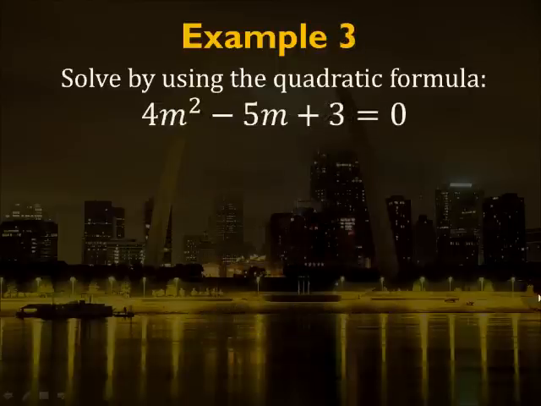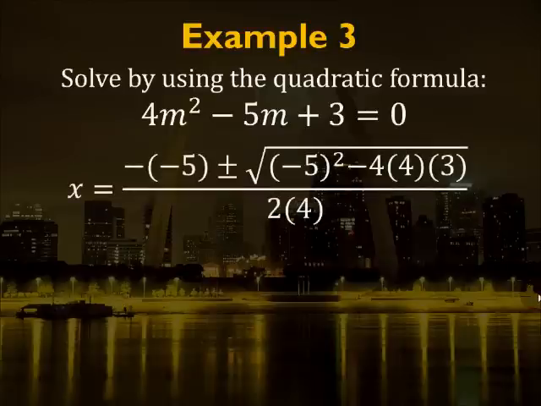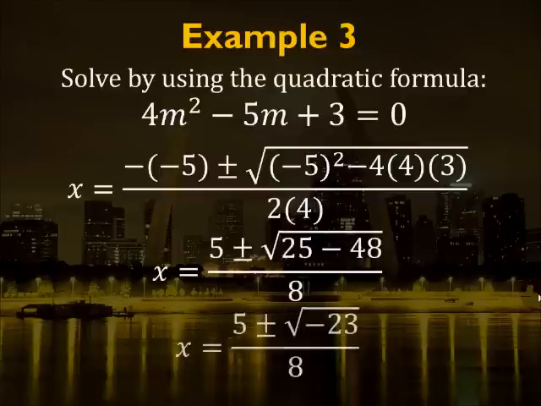Example 3. Go ahead and try this one yourself, and check your answer when you're ready. Alright, if you plug in the values, you get negative 5 plus or minus the square root of negative 5 squared minus 4 times 3 all over 2 times 4. Go ahead and simplify that. And look at that, we have a negative number under the radical.